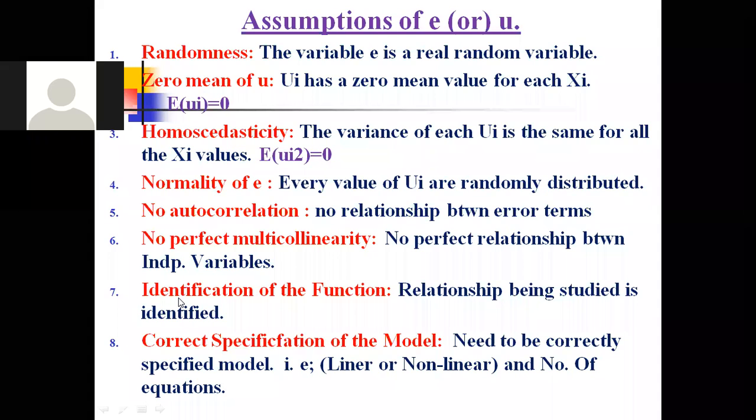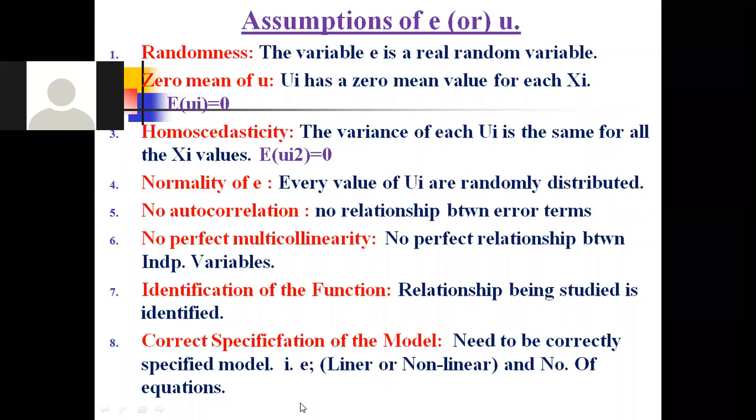Then the seventh one, identification of the function. When you are estimating the function, we need to identify whether our function is good or not. That is, the relationship being studied is identified. On the basis of theoretical background, we need to identify which variable is the dependent variable and which is the independent variable. If you consider the dependent variable as an independent variable, you will get bad results, the inferences are not good, and the results are biased also.